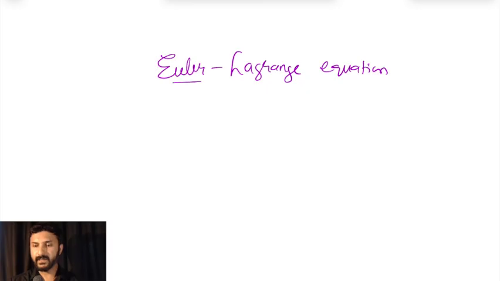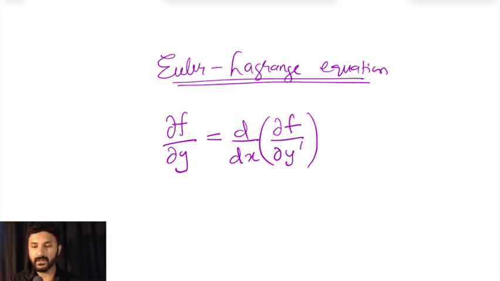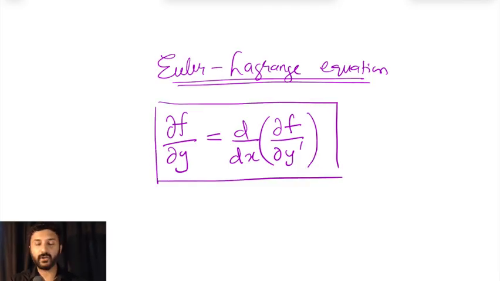So the Euler-Lagrange equation is essentially a differential equation that looks something like this. Let's say we have a function f and we consider its partial derivative with respect to the variable y, and so this is what the equation looks like, right? So let's understand what is f, what is y, what is x.